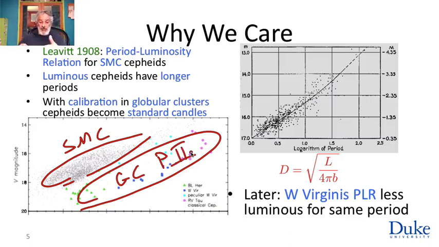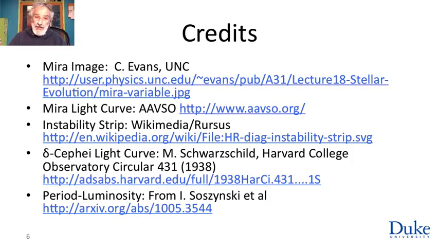And we see that there is a relation between luminosity and period, but at the same period, a globular cluster, a population 2 Cepheid variable, is less luminous than the corresponding population 1 Cepheid variable. That too will play a role in what's to come. What we've discovered is another important step on our cosmic distance ladder. We'll use that, and we are in Leavitt's debt forever.